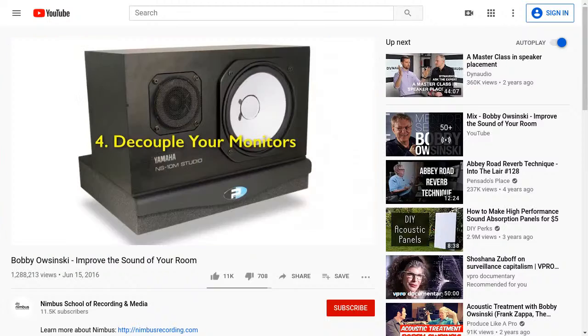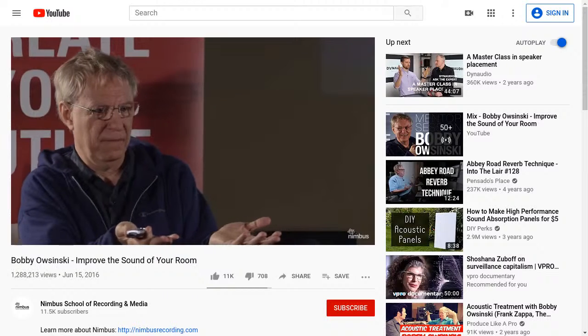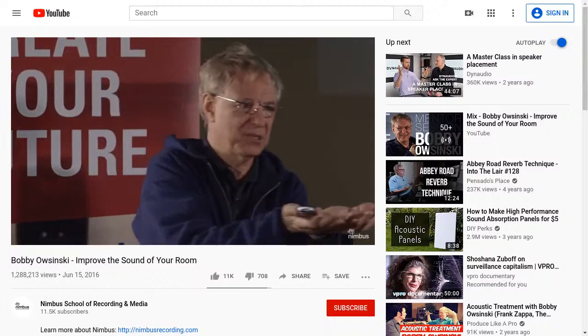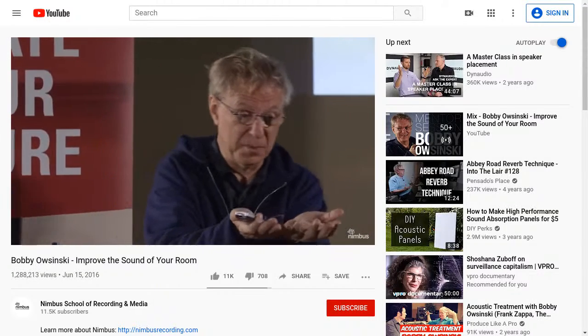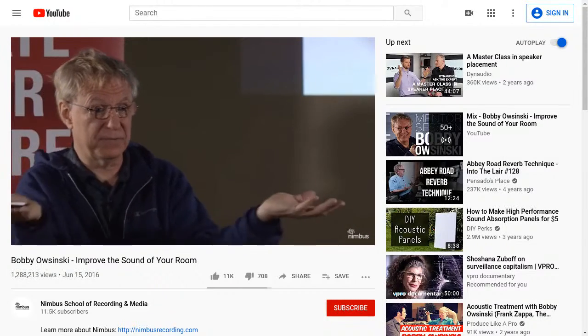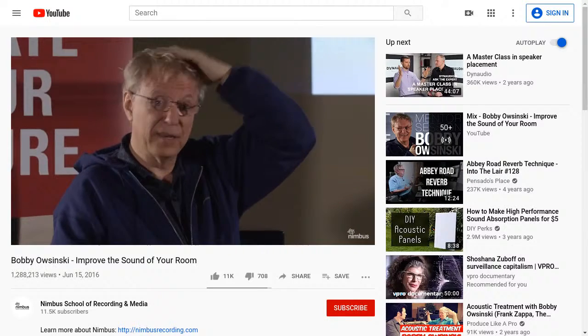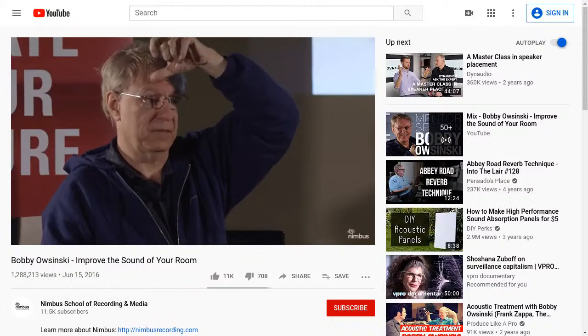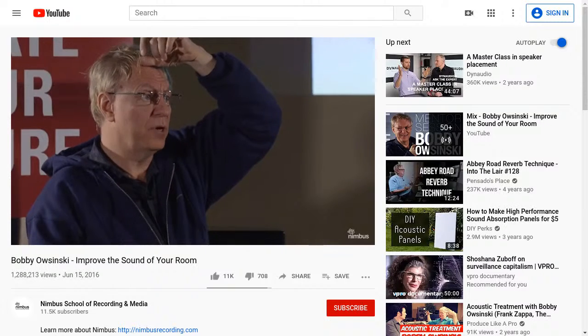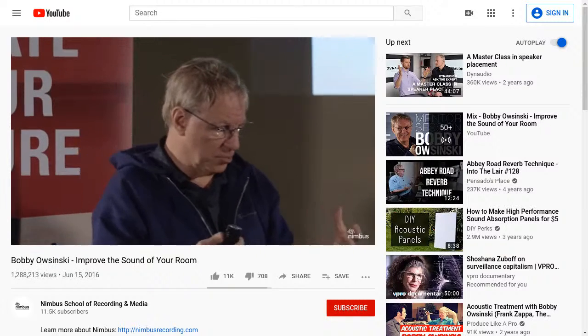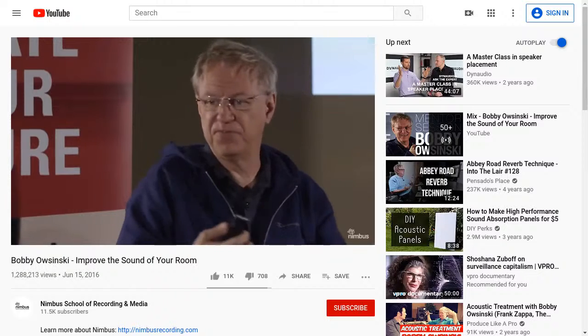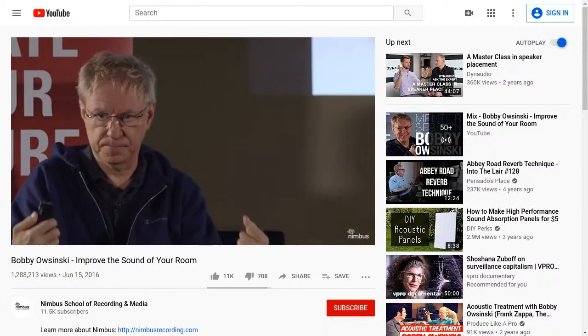Number 4, decouple your monitors. And really all that means is you get some acoustic foam. Prime Acoustic makes some, but you can get some for cheaper than that, 20 bucks for 2 speakers. And just decouple those monitors. Anybody use those? Okay, a few of you. What you'll find is your bass will get more defined. It'll get a little punchier.